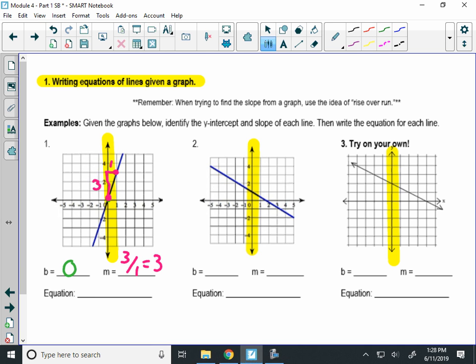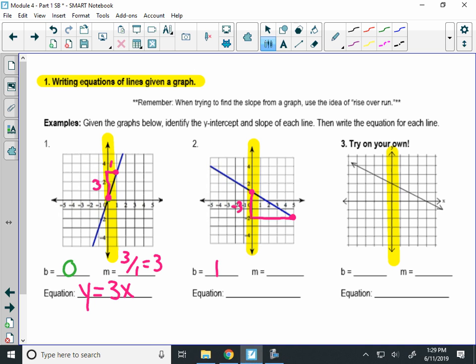Now, when I write my equation, it'll be y equals, I do m first, which is 3, then x, and then my b, plus 0 here, so I just have to write y equals 3x. In number 2, my y-intercept looks like it starts at 1. The line is going down, which means you have a negative slope. Now, if I pick 2 points here on my graph that it looks like it's going through, looks like I go down 3, right?